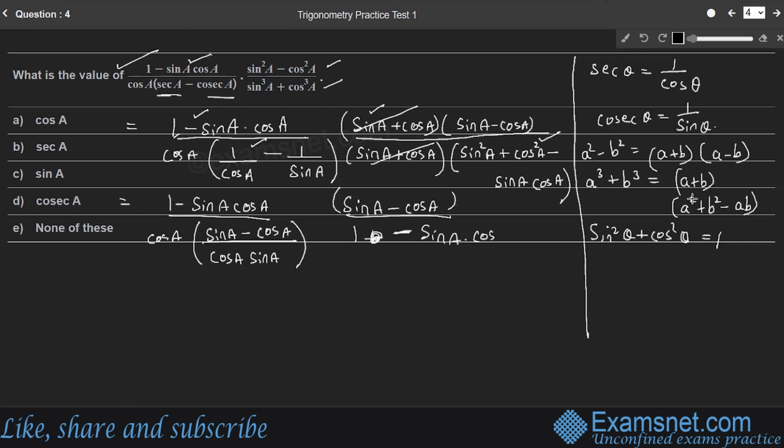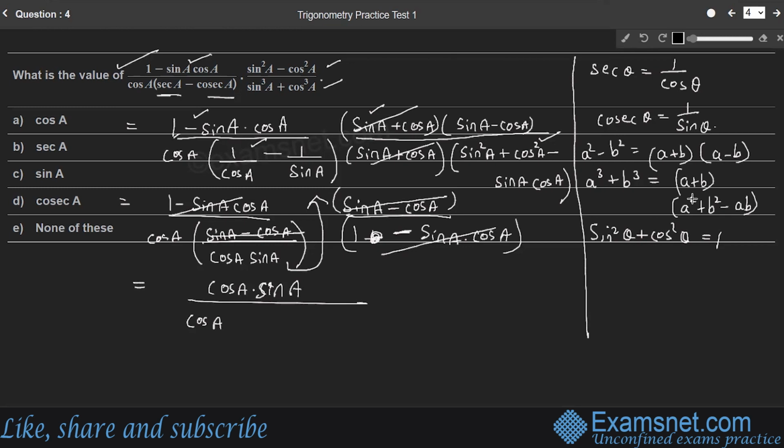into cos A, right? Therefore, here 1 minus sine A into cos A and 1 minus sine A into cos A will get cancelled. And here, in the first term, the denominator of the denominator will go to the numerator. Therefore, cos A into sine A will go to the numerator divided by cos A, right? And sine A minus cos A and sine A minus cos A will get cancelled.